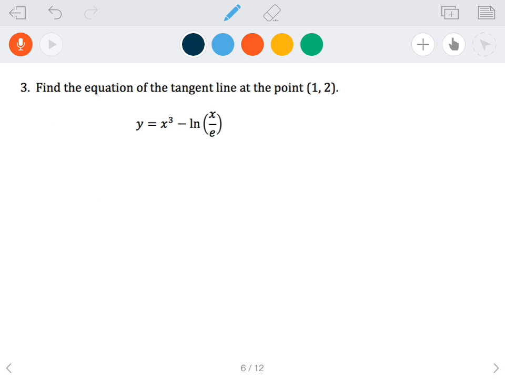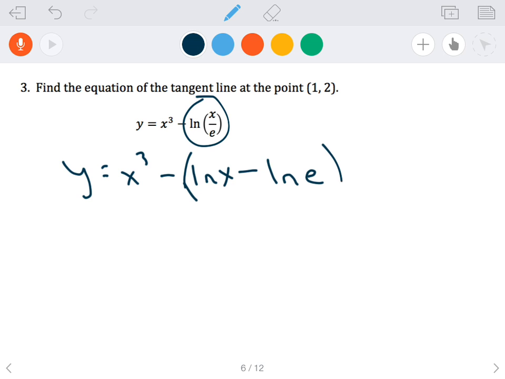Let's do another one. Find the equation of the tangent line at the point 1, 2. And I have x cubed minus the natural log of x over e. Again, before I do anything, I'm going to rewrite this natural log. I'm going to say y equals x cubed. This is a quotient. I can turn that into a difference. That's the natural log of x minus the natural log of e. And the natural log of e is just 1. I'm going to distribute this negative. Y equals x cubed minus the natural log of x plus 1.